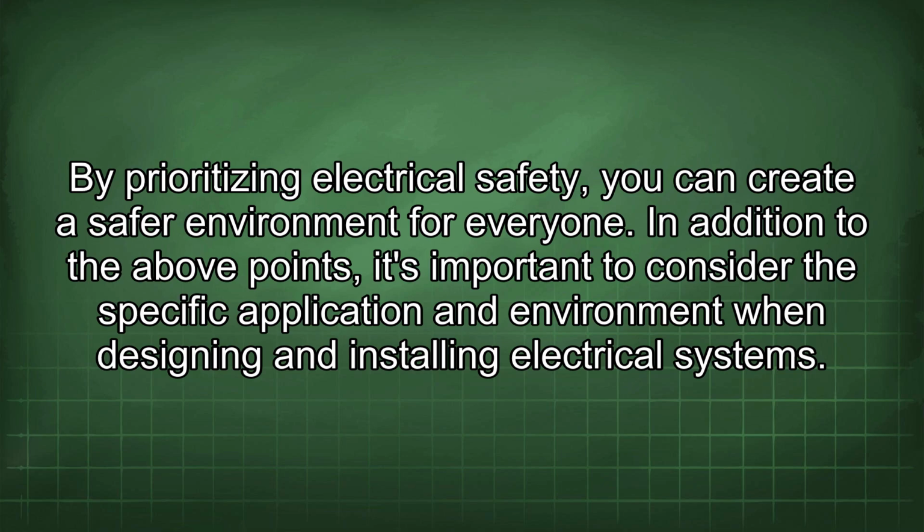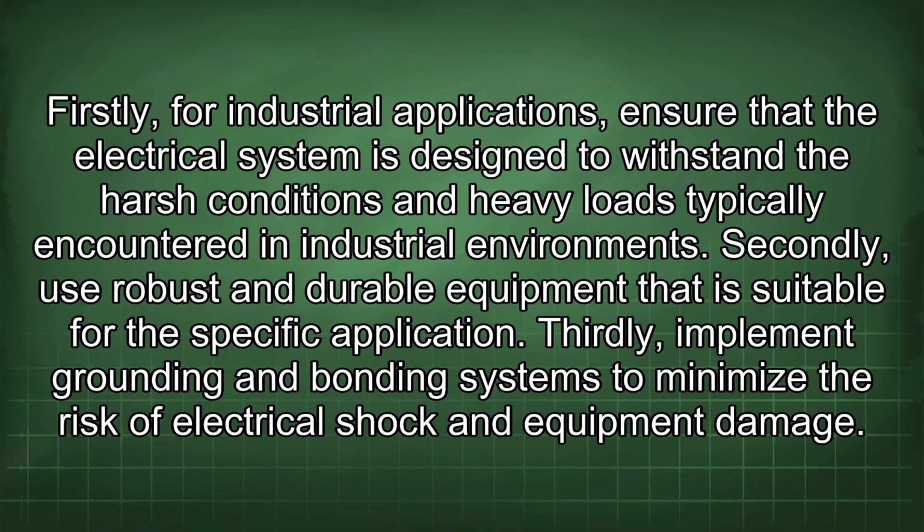In addition to the above points, it's important to consider the specific application and environment when designing and installing electrical systems. Firstly, for industrial applications, ensure that the electrical system is designed to withstand the harsh conditions and heavy loads typically encountered in industrial environments. Secondly, use robust and durable equipment that is suitable for the specific application. Thirdly, implement grounding and bonding systems to minimize the risk of electrical shock and equipment damage.